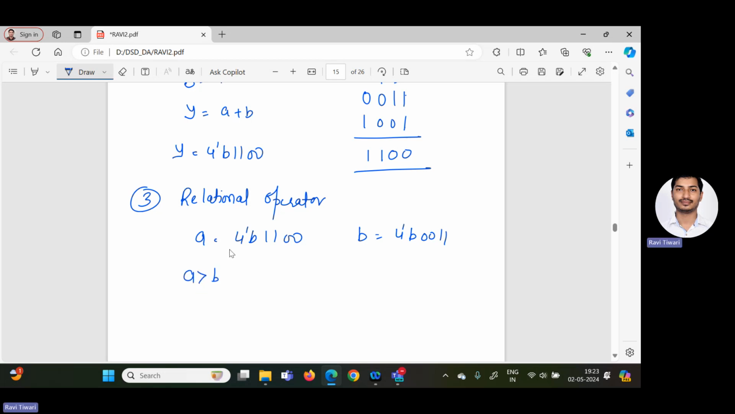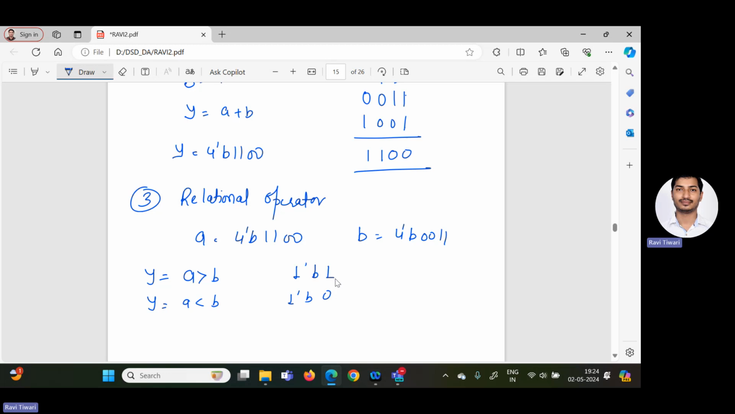So as you can see, A is greater than B, so you will get Y equals like this. That means it will check whether A is greater than B or not. As you can see, A is 1100 and B is 0011. 12 is greater than 3. So it will give you the result as 1'b1 because it's true. If I am checking A is less than B, as this is a false condition, you will get 1'b0. So this is the relational operator.